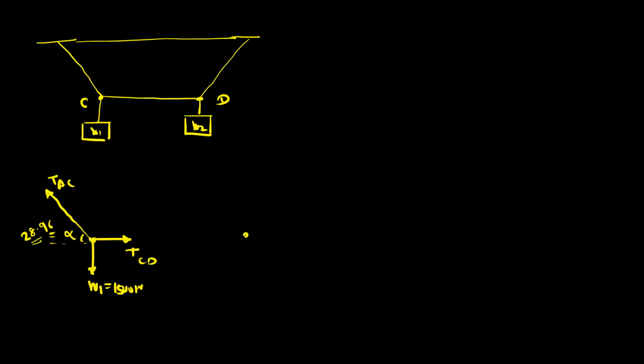Similarly, draw the free body diagram for point D. For point D, this is the unknown weight W2. This is the common tension CD, and this is the cable BD, so this is tension BD. First we have to solve this free body diagram and then we can solve the second diagram, because in the second diagram there are three unknowns. And for a concurrent force system, we only have two conditions for equilibrium.